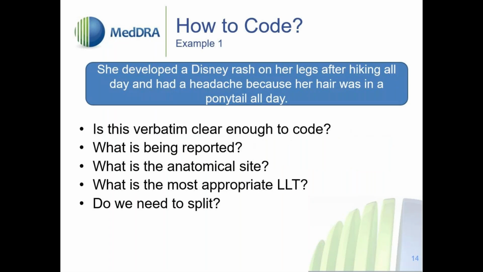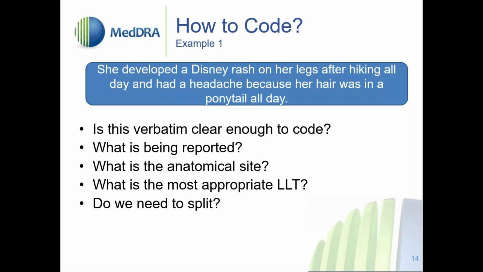Okay, so get your PollEV ready and let's go through and see how to approach this first example. The first example, the verbatim, is in the blue box, and it is: she developed a Disney rash on her legs after hiking all day and had a headache because her hair was in a ponytail all day. So it's very interesting what's been proposed. Let's dissect it and look at it. What is the verbatim trying to convey to us? What exactly is being reported?